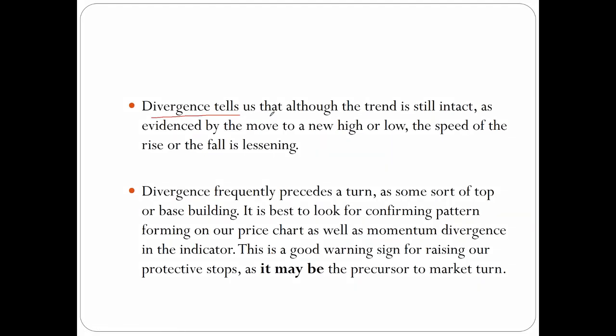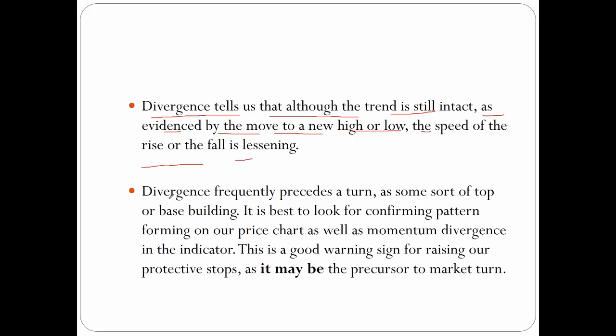Divergence tells us that although the trend is still intact, as evidenced by the move to a new high or new low, the speed of rise and fall is lessening. So the same thing, divergence tells us that the downtrend is still intact, but when you see the divergence, the speed of downtrend or the speed of uptrend has lessened. It does not indicate a trend change. It just tells us that the speed has lessened of the ongoing trend.